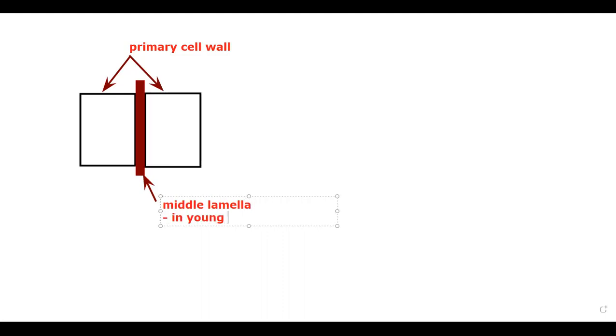Okay, in young tissues, it is made of the material called, what is it? Pectin. In mature tissues, it is made of a material called calcium or magnesium, what is the material? Pectate. Calcium pectate or magnesium pectate. Okay, so could you please mark it down?